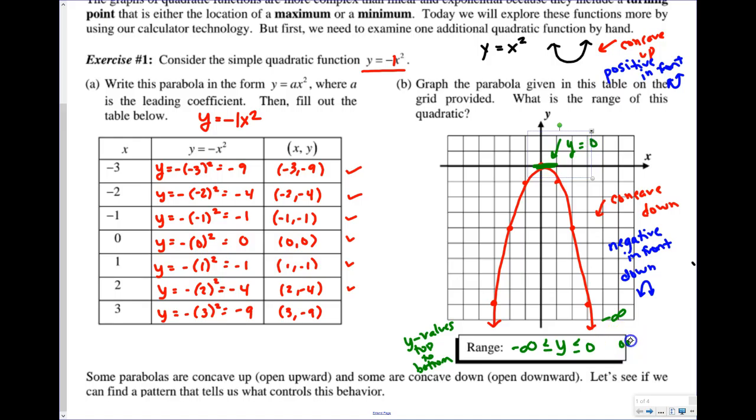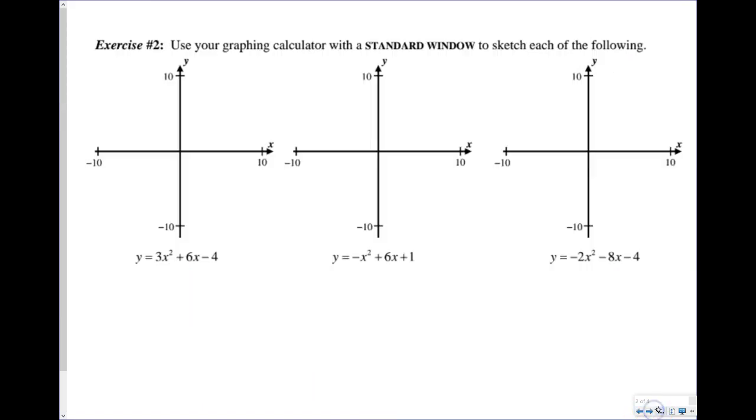You could also write it as this notation here, if you wanted to. There's several different ways to notate range and domain. Okay. Some parabolas are concave up, they open upward, and some are concave down, they open downward. Let's see if we can find the pattern. And I already kind of explained the pattern. If it's positive, it goes up, and if it's negative, it goes down. But let's take a look at this in our calculator, just to double check.